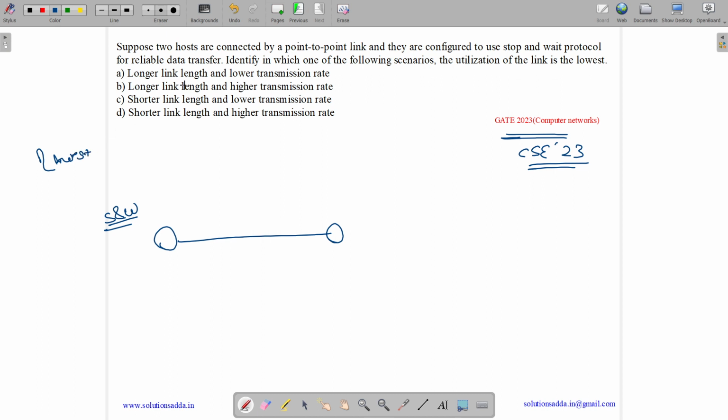The options are: longer link length and lower transmission rate, longer link length and higher transmission rate, shorter link length and lower transmission rate, shorter link length and higher transmission rate.